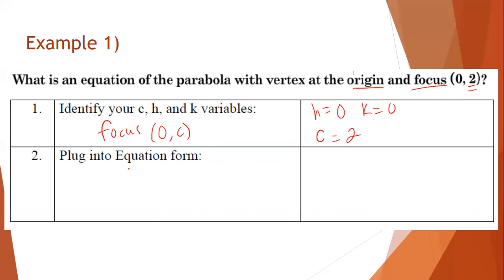Now that I know that, I'm using the equation y equals 1/4c times x squared. Do I have everything I need to fill in this equation? Yes, I only need c. So y equals 1/4 times 2 x squared. What is 4 times 2? So y equals 1/8 x squared.